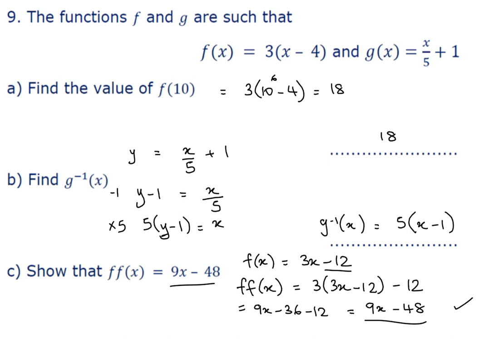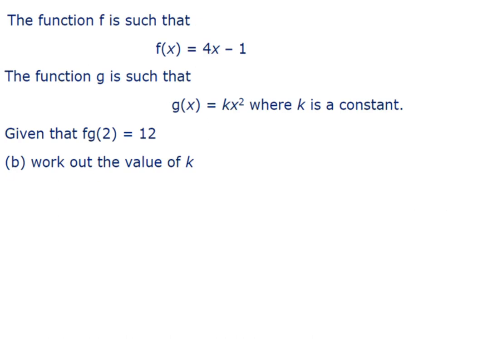Okay, last question. Function f is such that f of x equals 4x minus 1 and g of x equals k times x squared, where k is a constant. Given that fg of 2 equals 12, work out the value of k. Okay, so we're going to put 2 into the g function first. So g of 2 equals k times 2 squared, which gives you 4k.